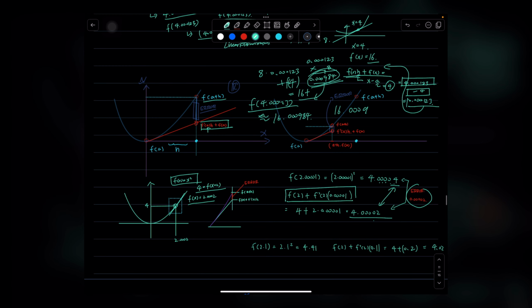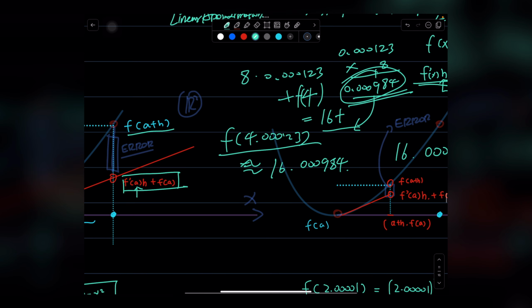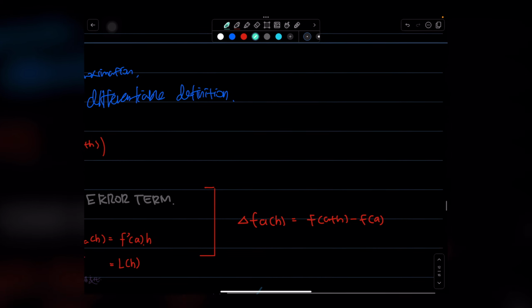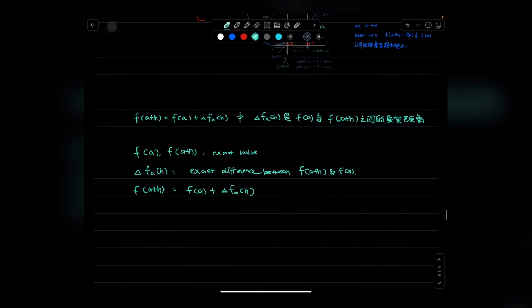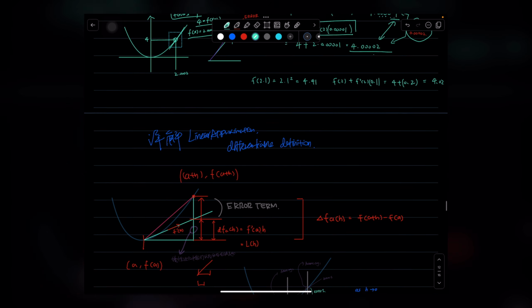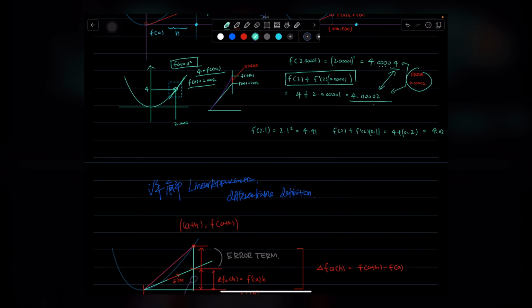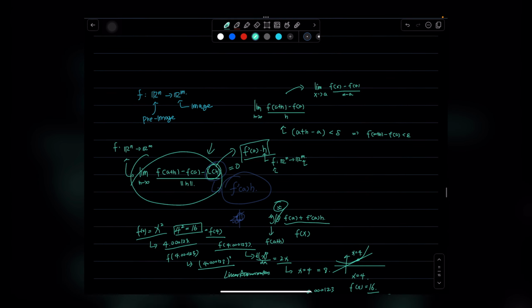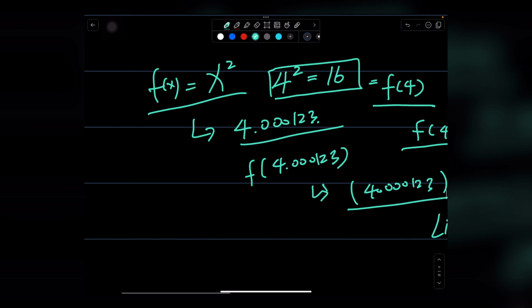Why is that? Well, we can see that the h over here is so much smaller than the h over here, in which this is equal to 0.0002. This is equal to the amount of change happening in the pre-image, which is also known as x. For this one, we have 0.000123.